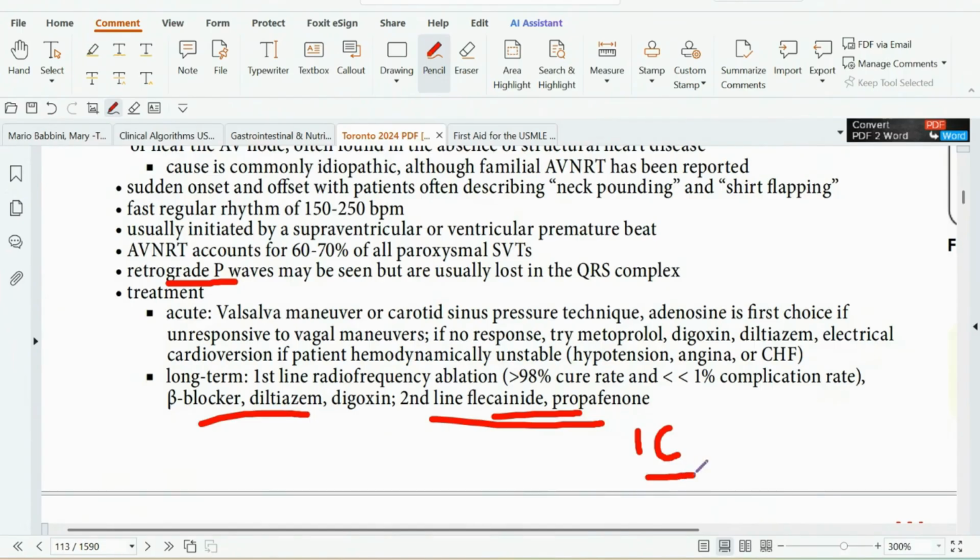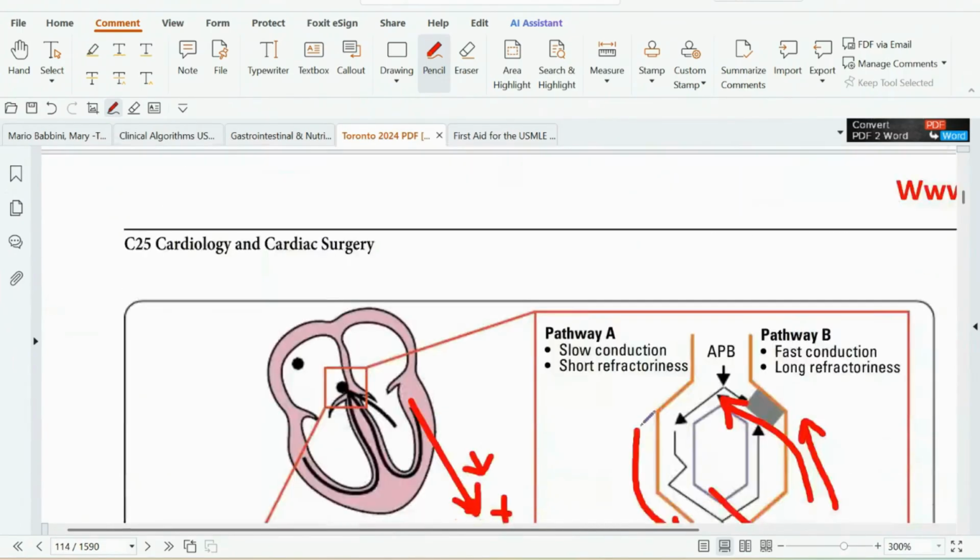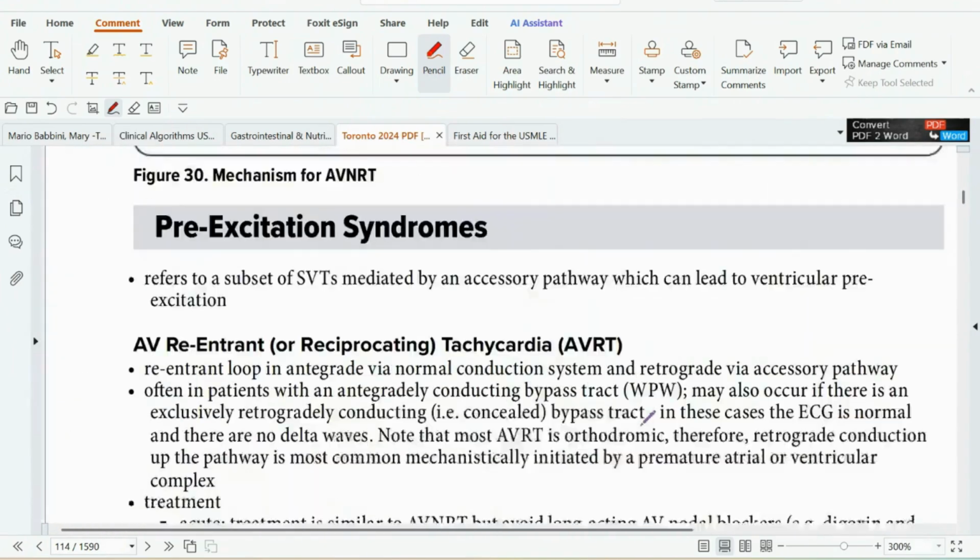All of these are class 1C drugs. We'll talk about them next time. Okay. Now, lastly is AVRT.